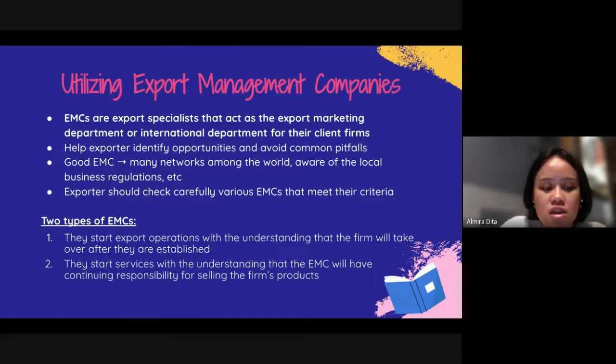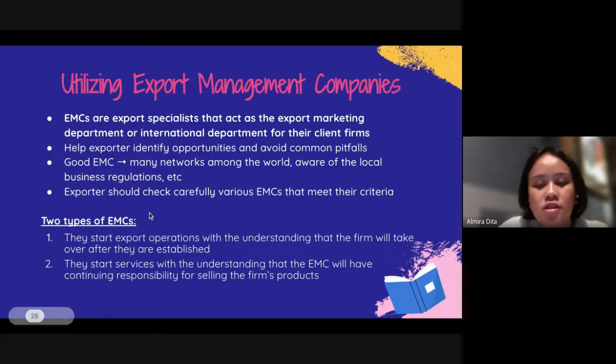Each of the EMCs specializes in particular industries and areas of the world. Therefore, exporters should check carefully a number of EMCs that meet their criteria. There are two types of EMCs. The first one starts export operations with the understanding that the firm will take over after they are established. And the second one starts services with the understanding that the EMC will have continuing responsibility for selling the firm's products.